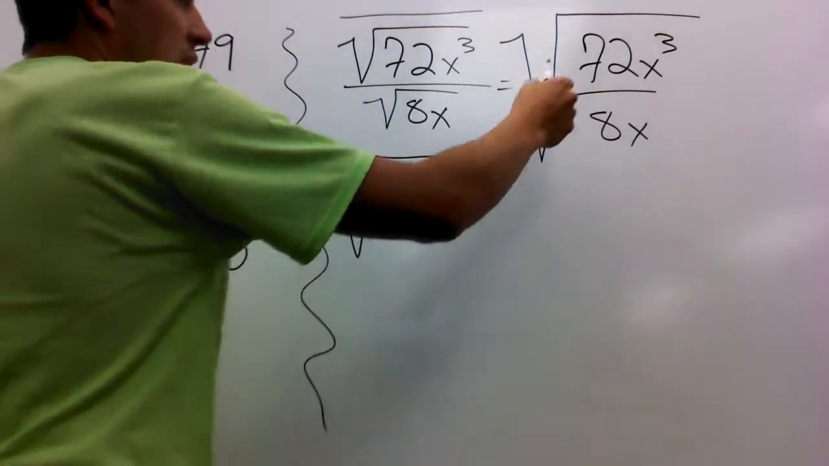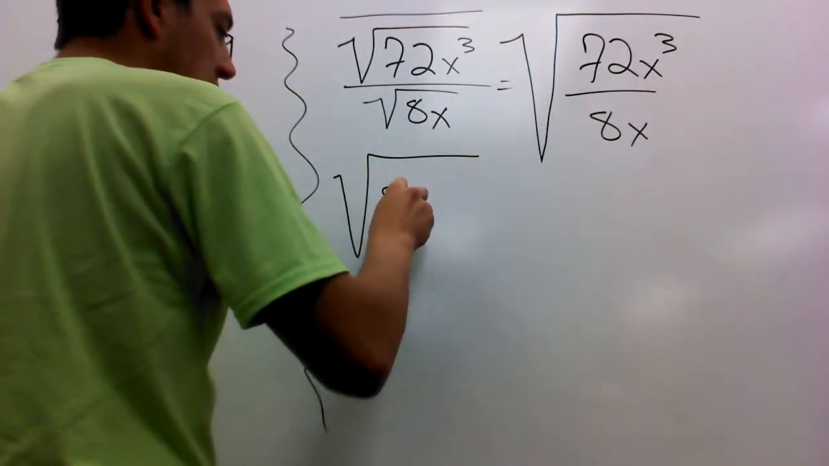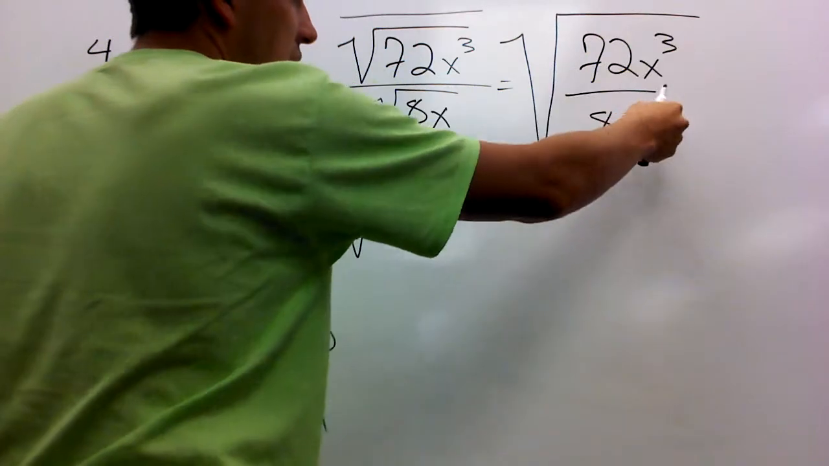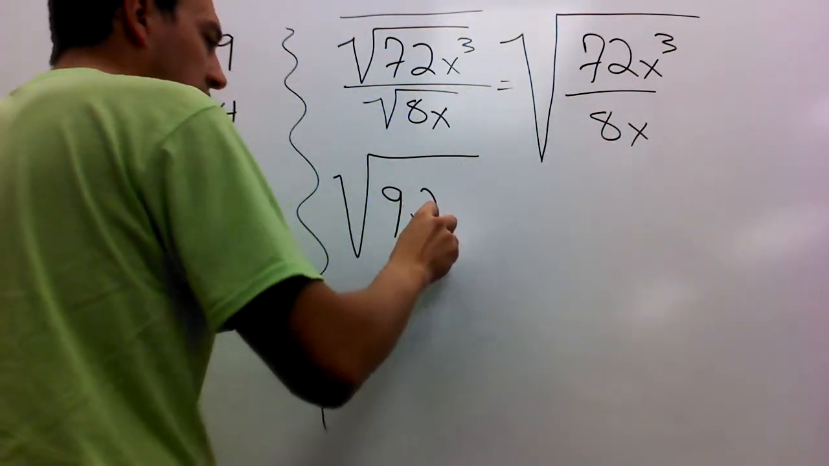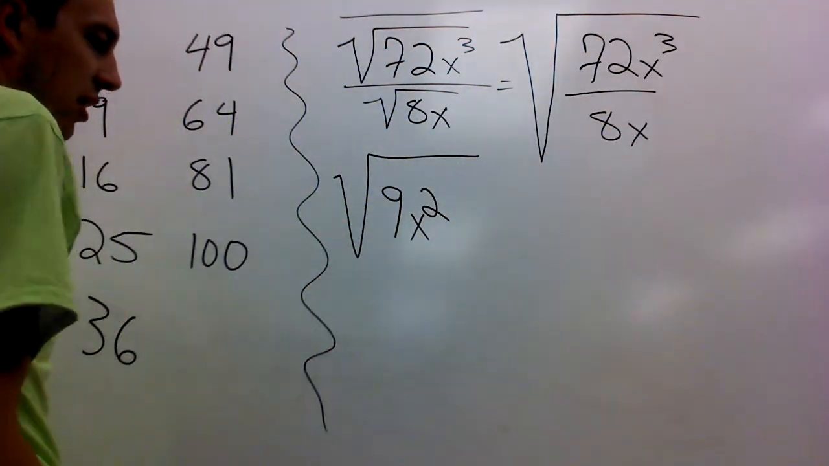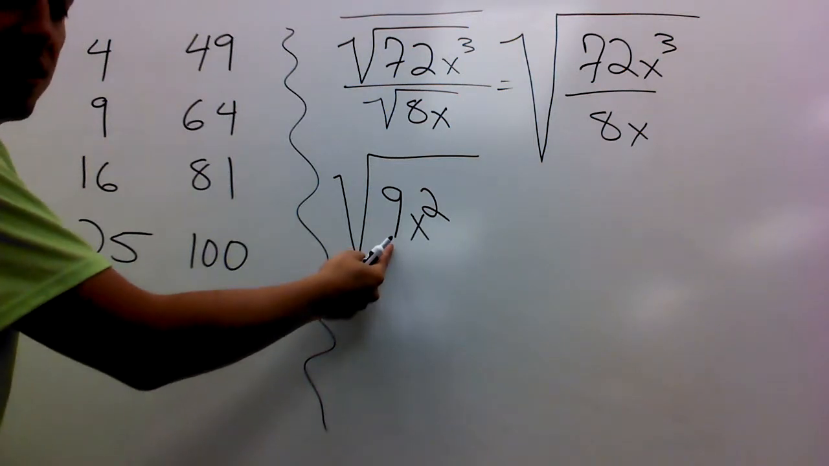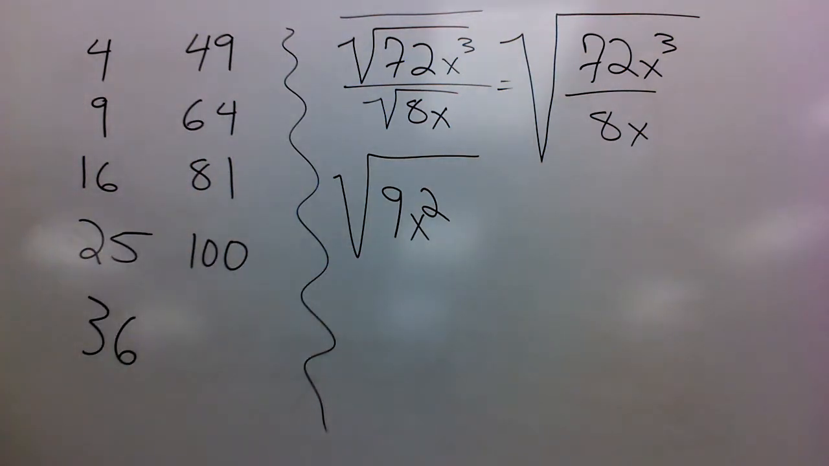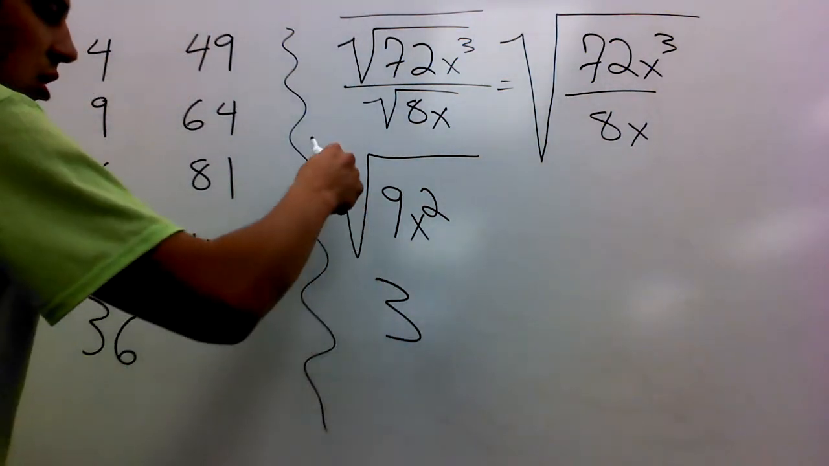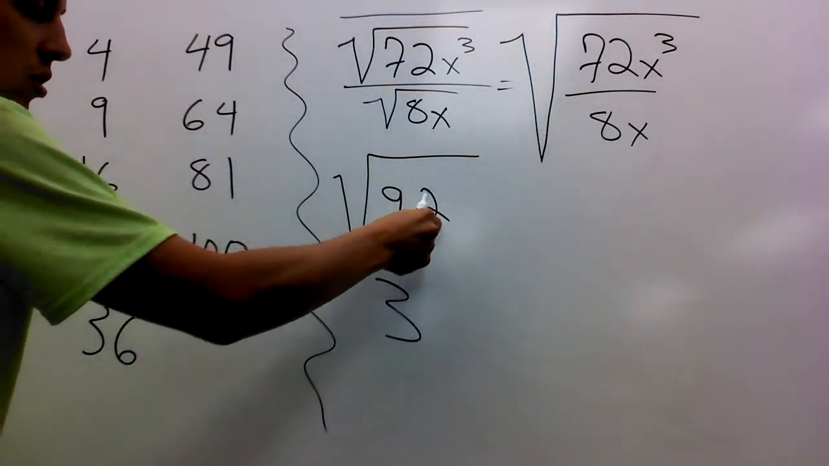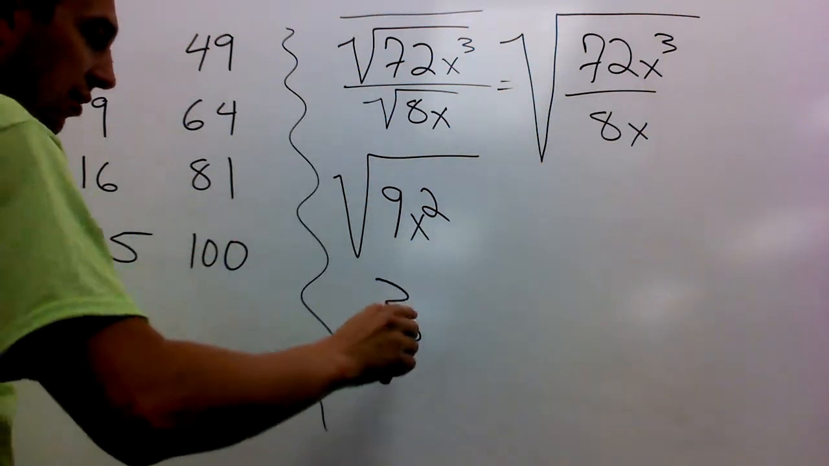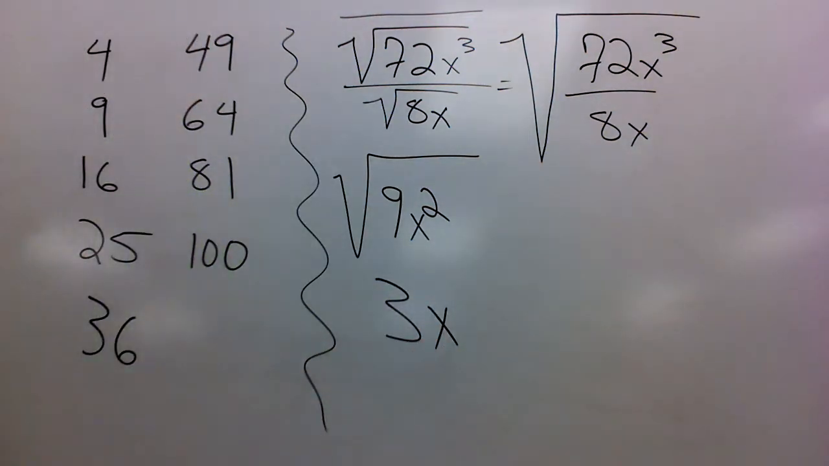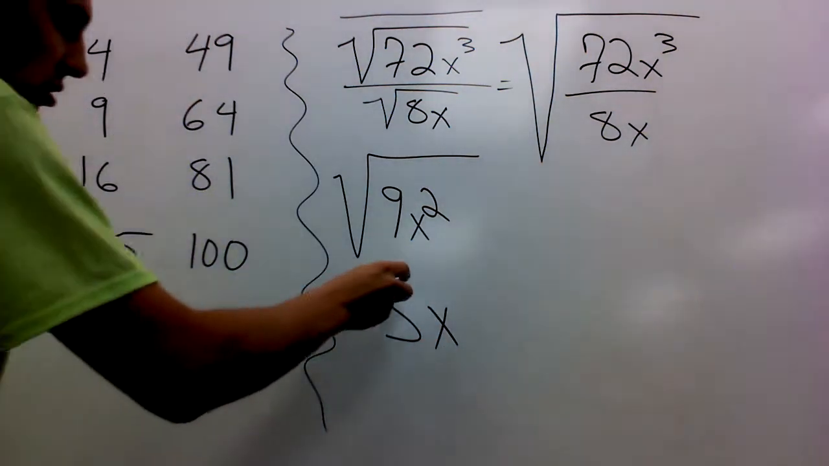Square root of 72 divided by 8 is 9. X to the third, x to the first, that should be x squared. Simplify this. This is beautiful. Nice and easy. We don't need this list. What's the square root of 9? Square root of 9 is 3. 2 divided by 2 is 1 evenly. So it's just 3x. 3x is our answer.